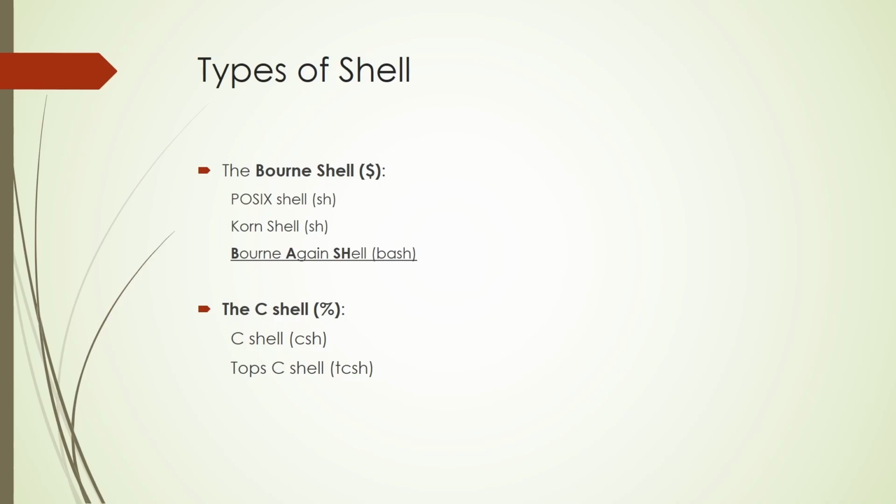Shell has these two types. One is the Bourne shell, which is denoted by a dollar sign. It has sub parts: the POSIX shell, which is denoted as sh, the Korn shell, and the Bourne Again shell, which is denoted as bash. The second type is the C shell, which is denoted by a percentage sign.